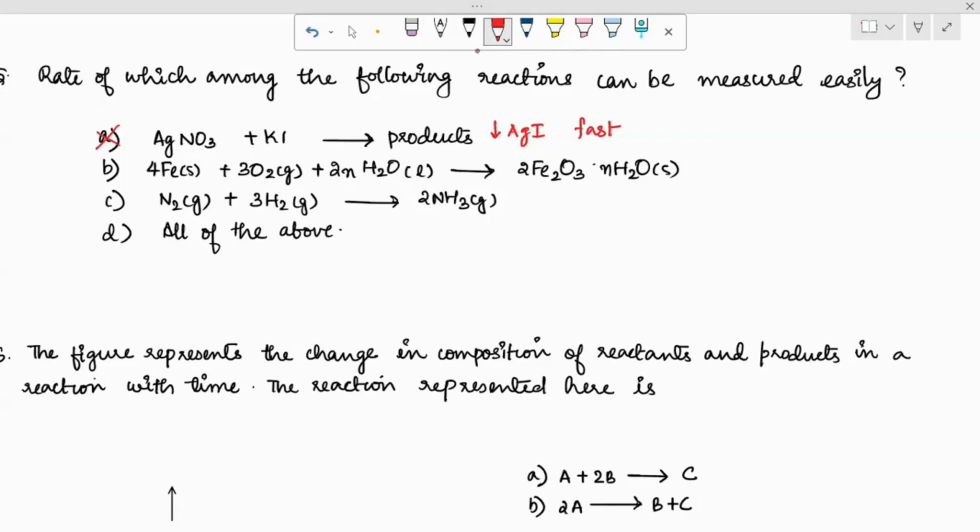What is option B? See, iron in the presence of oxygen and water is forming iron oxide. This is basically rust, and rusting of iron is very, very slow. It cannot be used for studying very slow reactions as well. Then what can chemical kinetics be used for? Chemical kinetics can be used only for reactions that proceed with a moderate speed, like formation of ammonia, which goes through moderate speed, and hence the correct option is option C.